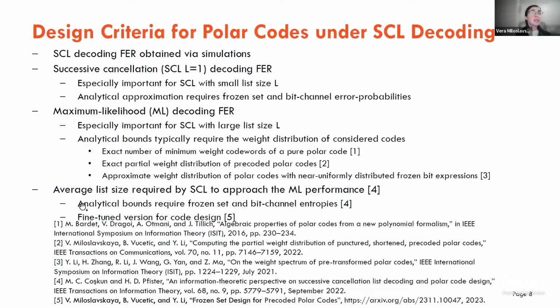Although there is no analytical expression for error probability under ACL decoding, there are analytical bounds for the average list size required by ACL to approach maximum likelihood performance. Those bounds take as input the frozen set and bit channel entropies, and they can be quite easily computed, for example, for the AWGN channel.